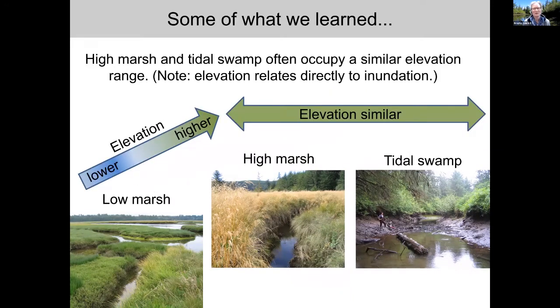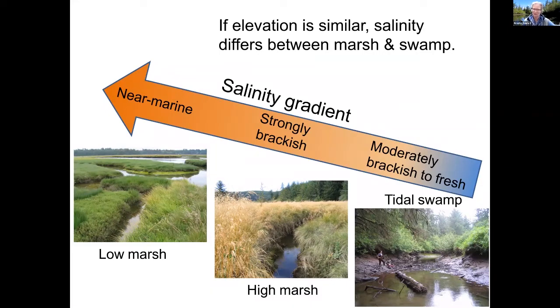So some of what we've learned so far is that high marsh and tidal swamp can actually occupy a somewhat similar elevation range. They aren't necessarily found one below the other. High marsh and tidal swamp might be at about the same elevation. Now, low marsh is low. That's a fact. Now, if the elevation is similar and you see swamp and marsh at the same elevation, then the salinity is probably different, and that seems to be the additional driver. So a combination of elevation and salinity is what controls the distribution of these habitat types across the landscape.